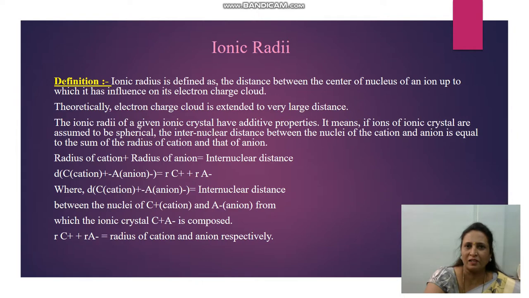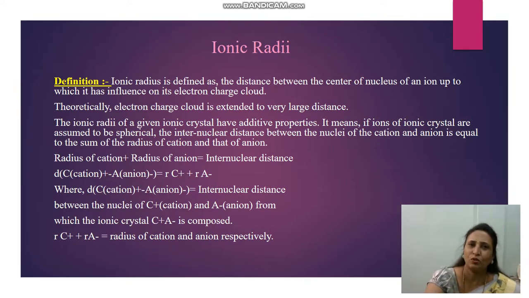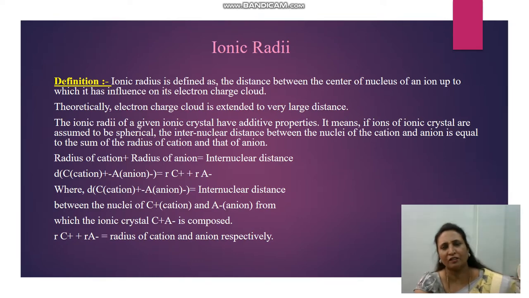Now the next subtopic is ionic radii. What is the difference between atomic and ionic radii? Ionic radii is nothing but the radii of an ion, maybe a cation or anion, having a positive or negative charge. In an atom there is no charge, no positive charge or negative charge.